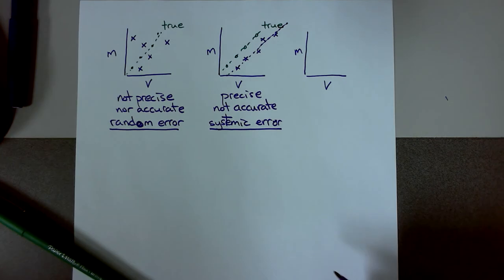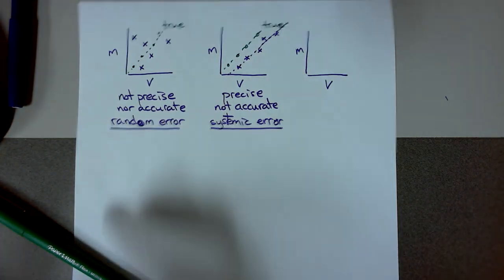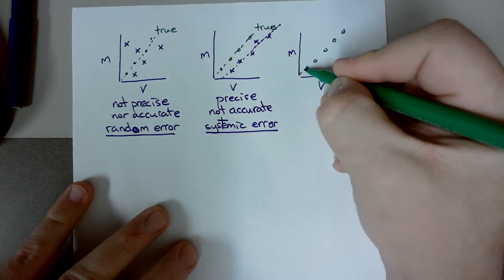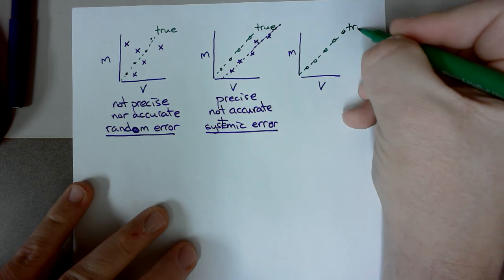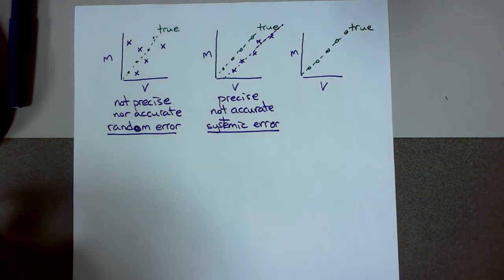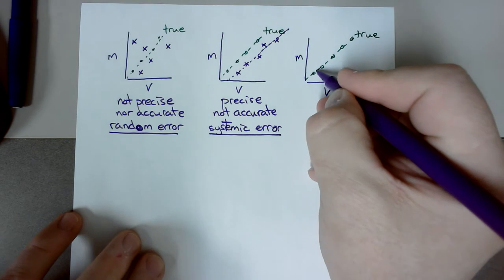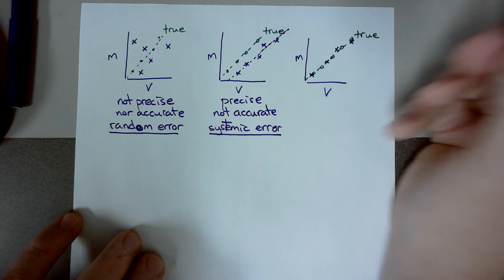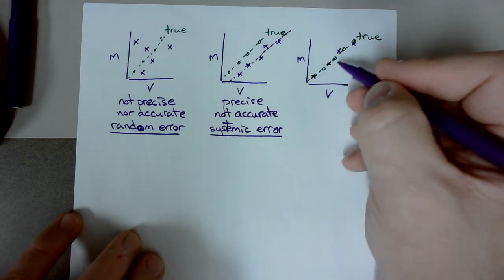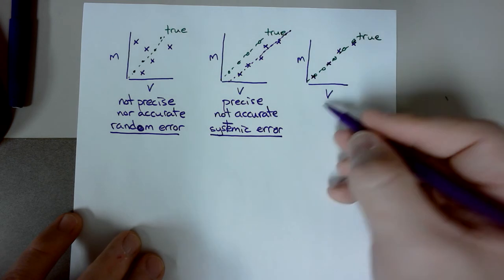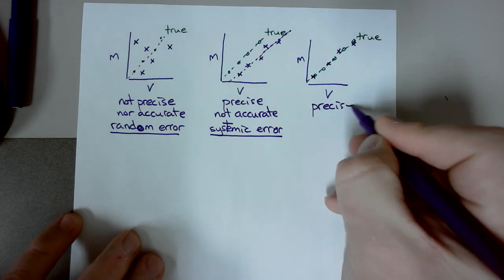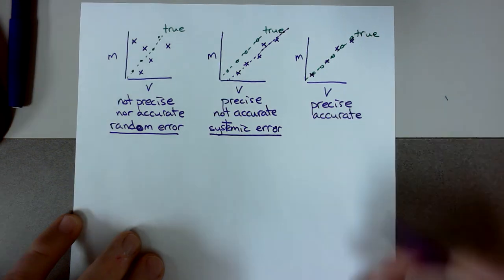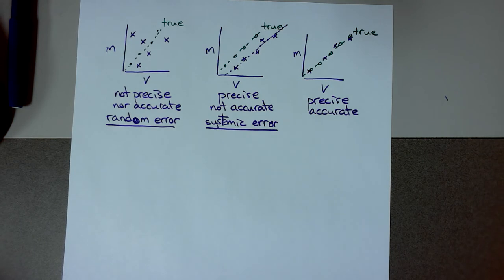And the last one is if we have our true value. So the green marks are the true value, and then we have students that actually are able to get information that are very close to the true values, and so they are grouped close together, so they're precise and they're accurate, and there's no error here, so we don't have a name for that. So those are precise and accurate, and that's looking at data.